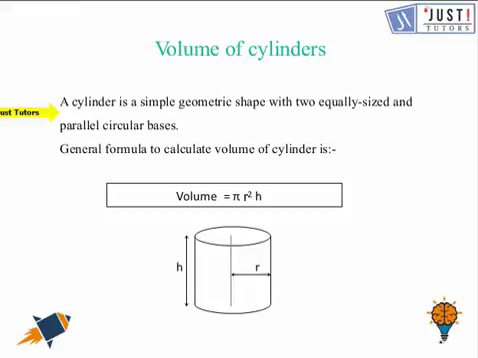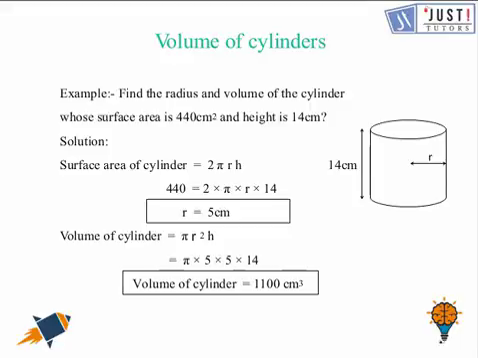A cylinder is a simple geometric shape with two equally sized and parallel circular bases that we have on the top and on the bottom. So we generally write the volume of cylinder as pi r squared h, where h is the height of the given cylinder. Let's look at one example to make this more clear.